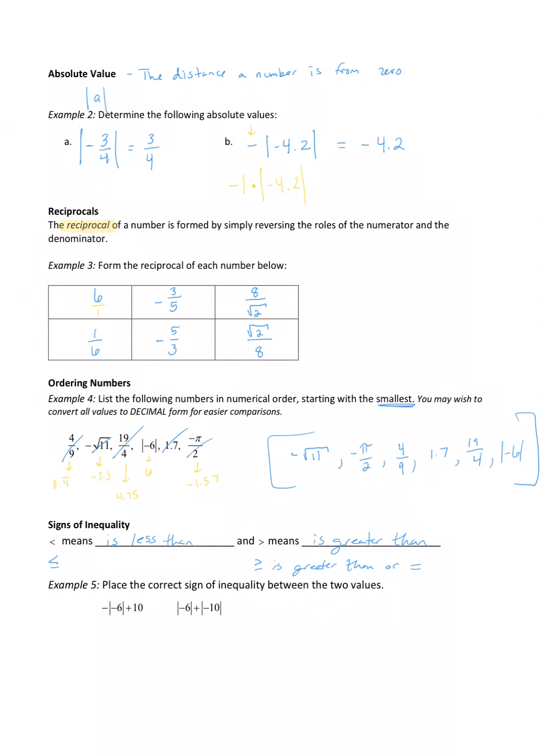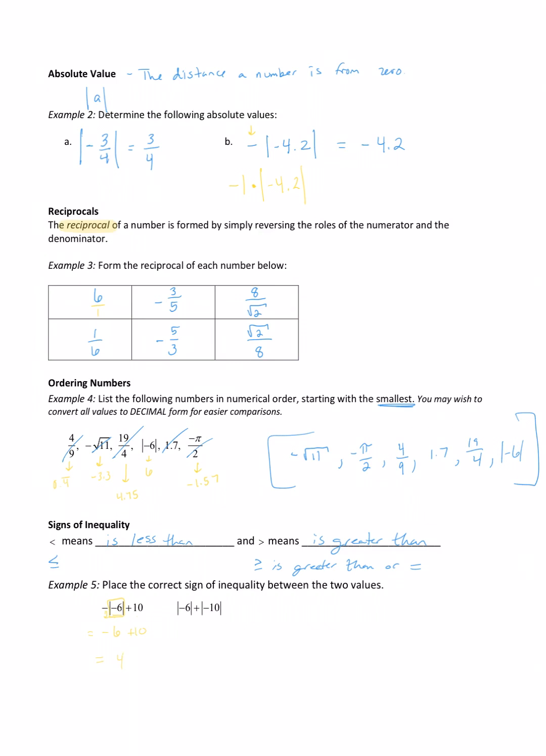And last one, example 5, place the correct sign of inequality between these two values. So we need to figure out, is this value less than or greater than this value? First, though, we have to simplify this. So looking at this one on the left-hand side, we see that we have the opposite of the absolute value of negative 6. We have to simplify all of this before we can add the 10. Well, just like we looked at previously, we have to look at the absolute value of negative 6, which is a positive 6. But then we have to bring down this negative and then still add the 10, which leaves us with negative 6 plus 10, which is a 4.